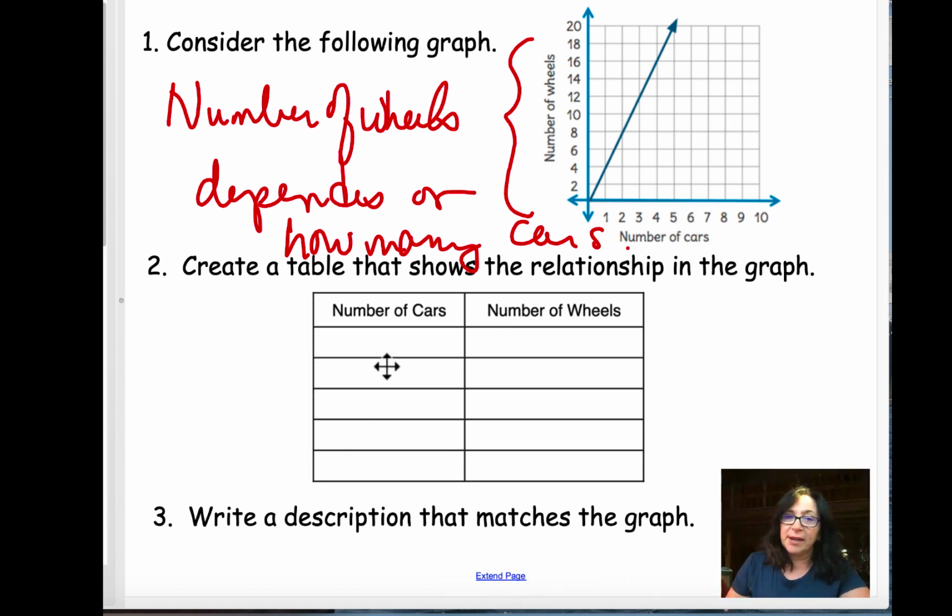So you are to create a table that shows this relationship. So let's say we have how many cars? Well, how many wheels is that going to be? So if we have 2 cars, it looks like we're going to have 8 wheels, right? If we have 4 cars, then it looks like we're going to have 16 wheels. Okay, so you fill in this graph and then try to write a description that matches this graph. Okay, so take a moment to do that, pause the video, and then, okay, move on.